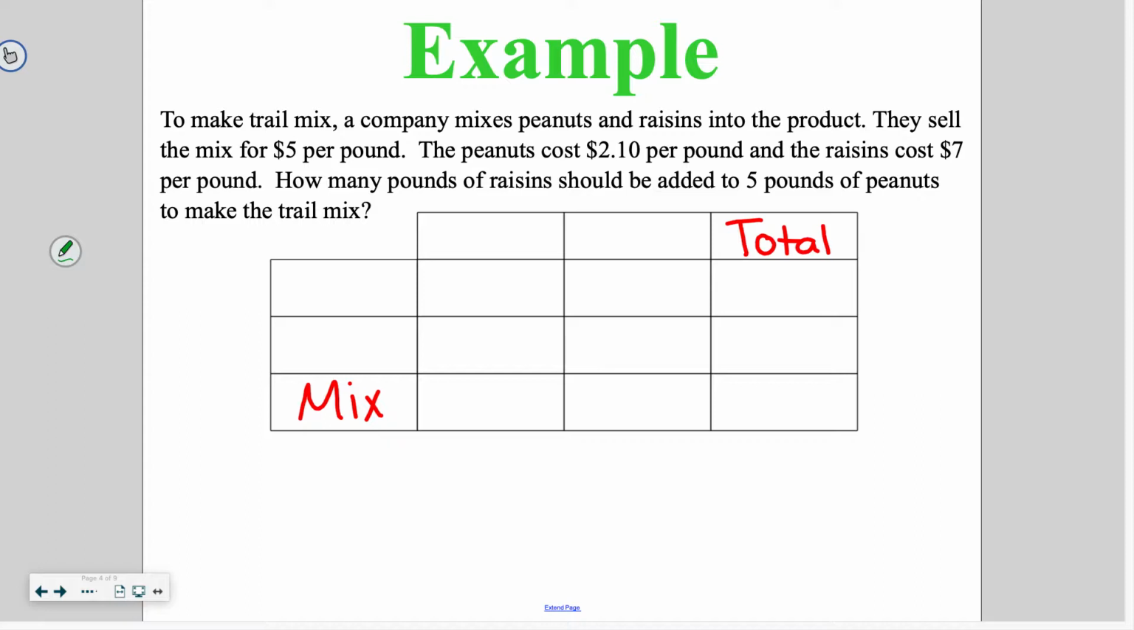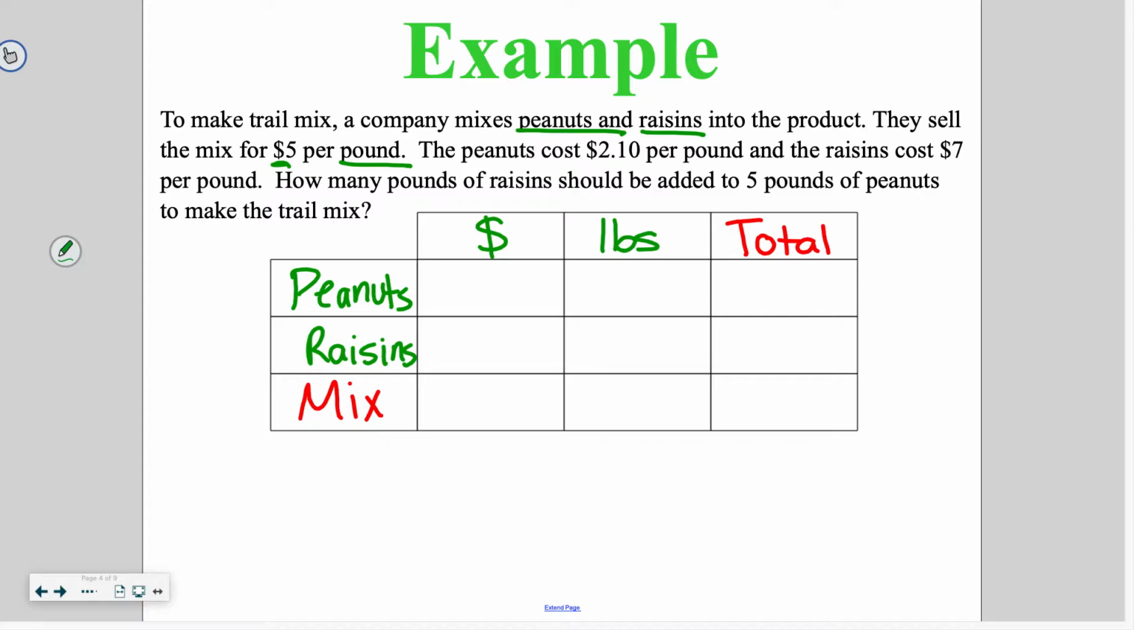Now to fill in the rest of this table. Over here is always what you are mixing. In this case, it's peanuts and raisins, so we're going to fill in that information into our table. We're combining peanuts and raisins. The other ones are going to be your units or your labels. In this case, we're talking about pounds and dollars. It doesn't matter which order you put them in. Since it lists money first, I'm going to say money and then pounds.